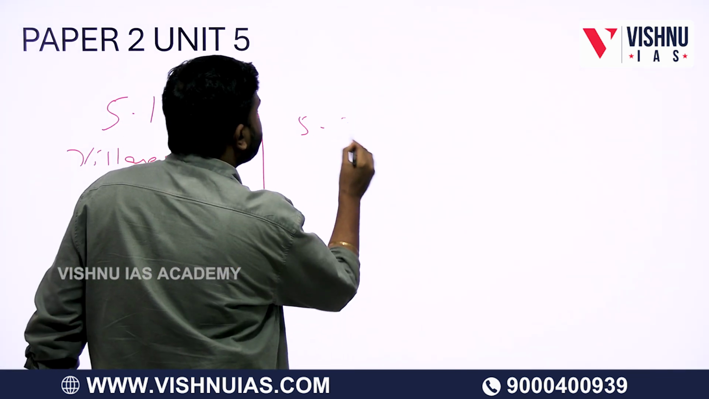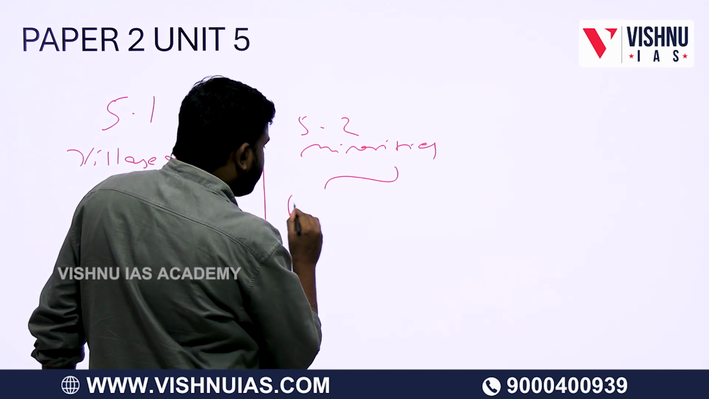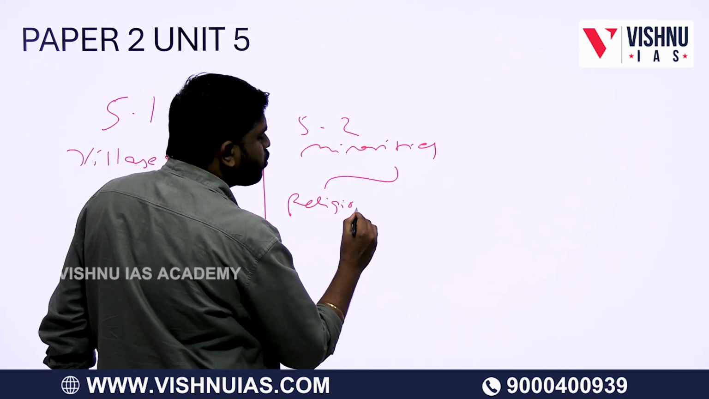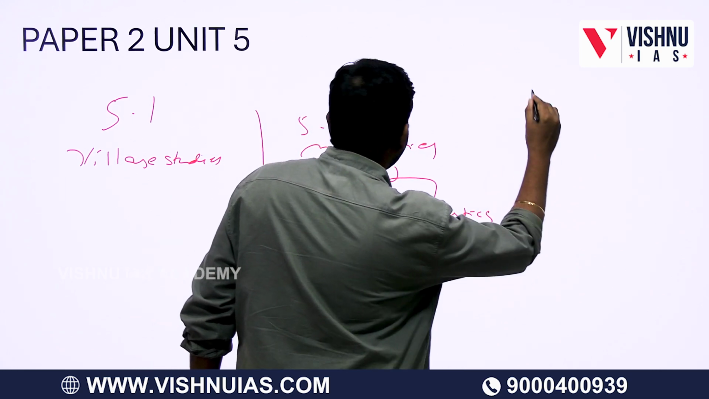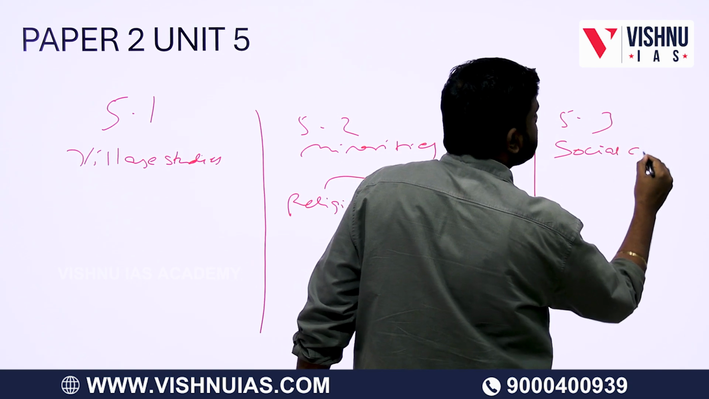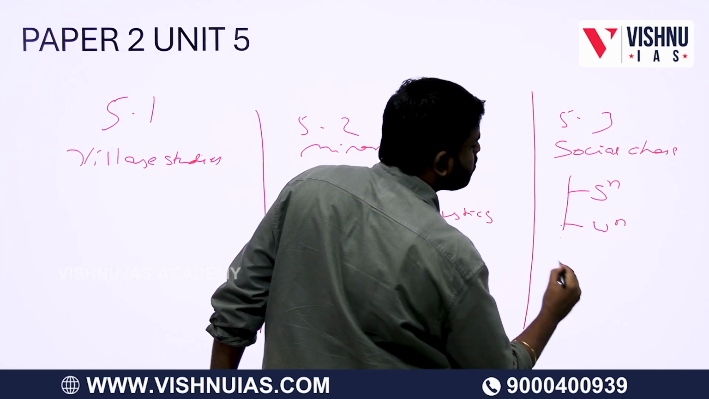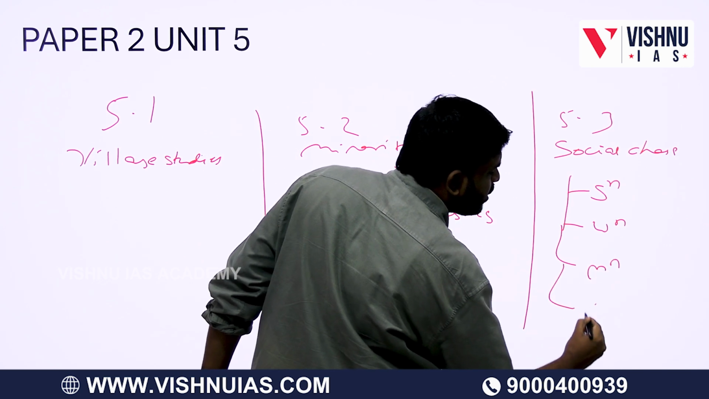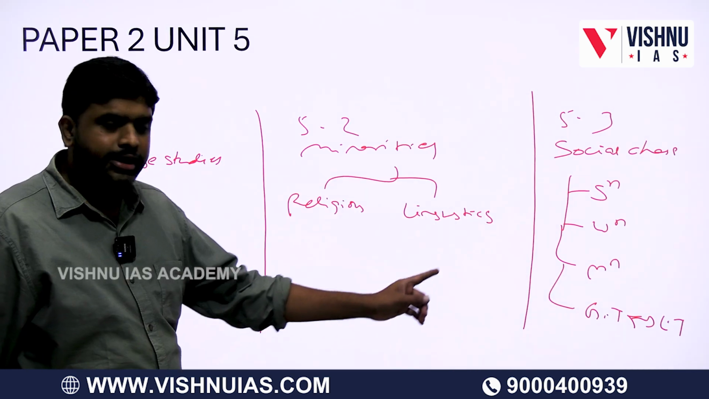5.2 is about minorities. In these minorities we have religious minorities. This is compulsory, a question will be there, and the other will be linguistic minorities. And third, 5.3, the unit name is social change. In social change, we have Sanskritization, Westernization, modernization, interplay between great tradition and little tradition.